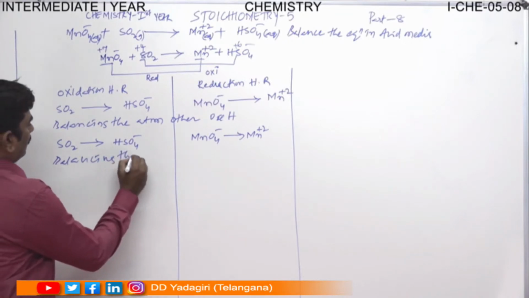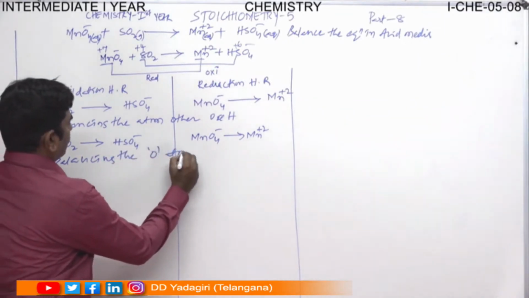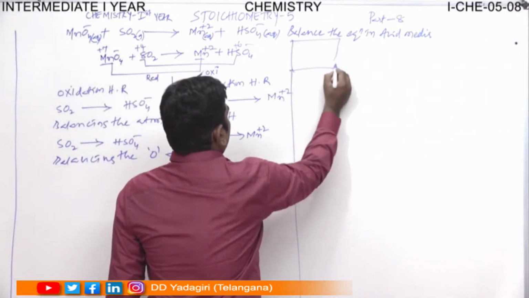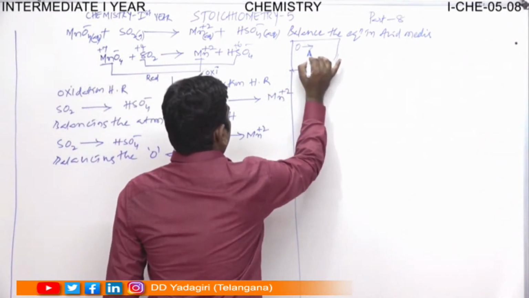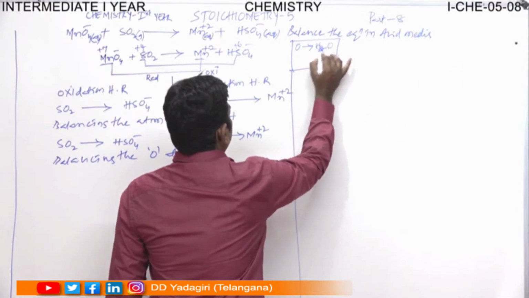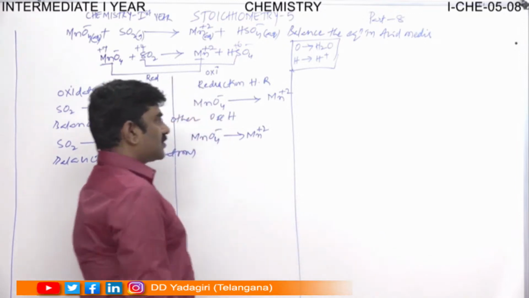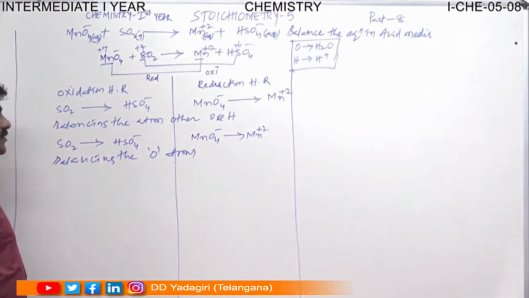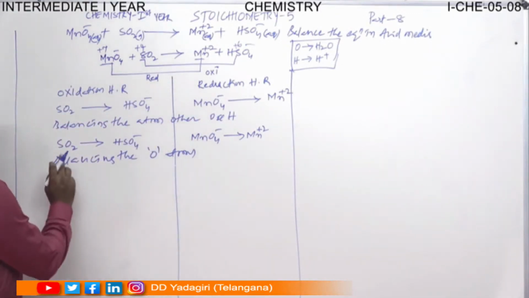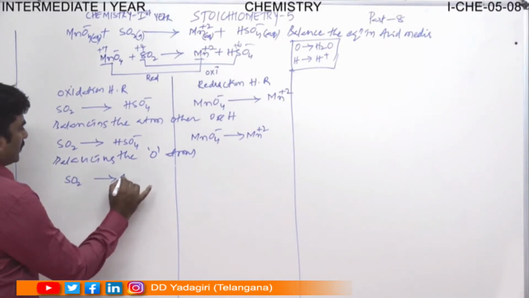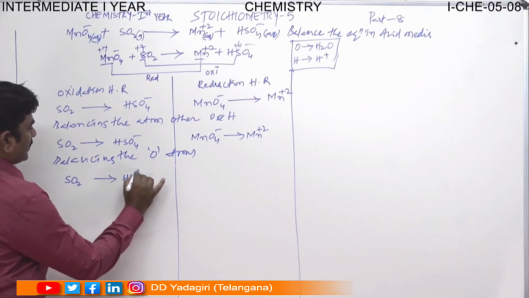Balancing the oxygen atoms. What is the condition? For oxygen atoms, we have to add H2Os. For hydrogens, we have to add H plus. Oxygens ki H2O add chestam, hydrogens ki H plus. So therefore, SO2 give HSO4 minus.